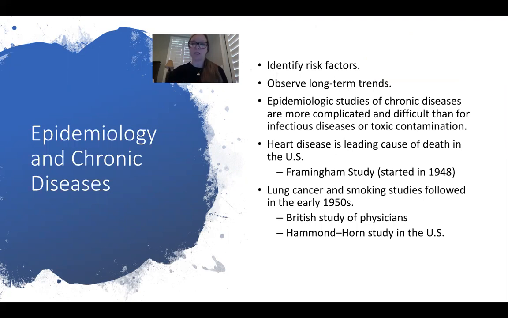Epidemiologic studies of chronic diseases are more complicated and different from infectious diseases or toxic contamination, okay? These are what happens. Heart disease could be genetic, it can also be lifestyle, nutrition, things like that. Diabetes, same thing, but again, it can be if they're type 1 or type 2. So think about those, okay? There's a lot of different combinations in correlation with chronic diseases. Heart disease, this is very important, is a leading cause of death in the United States. Lung cancer and smoking studies followed in the early 1950s.